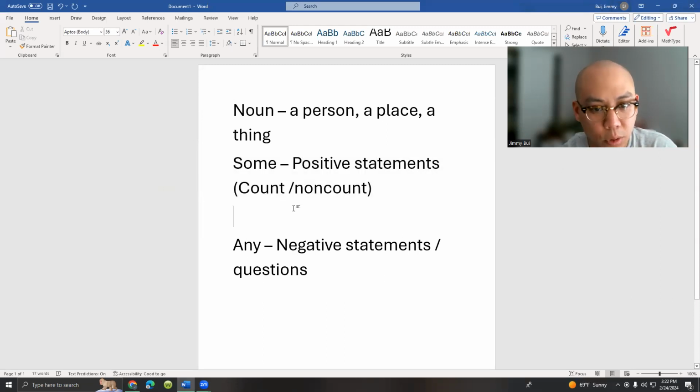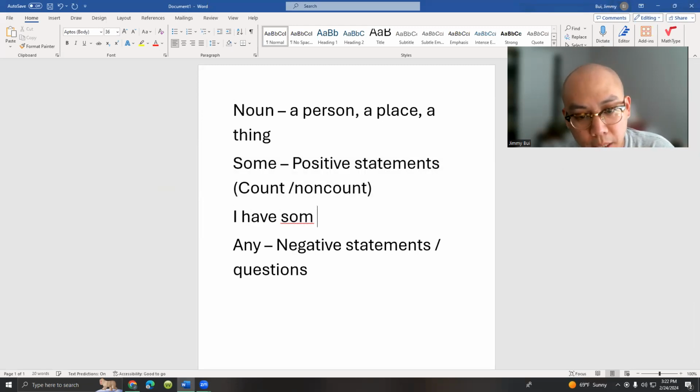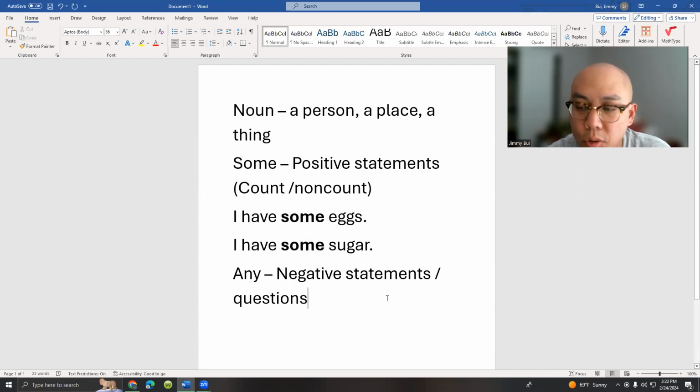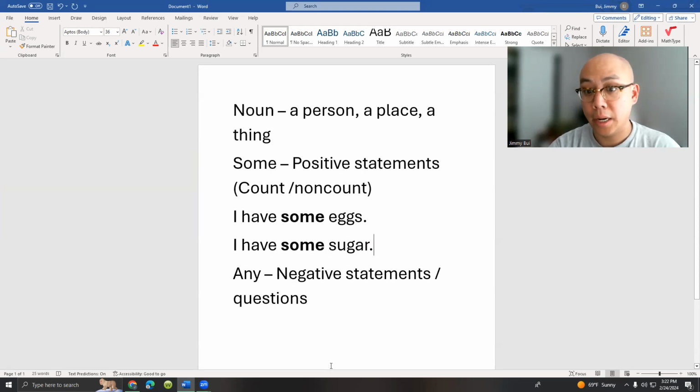So examples: I have some eggs. I have some sugar. Okay, some is used for a plural amount or a volume amount, right? Sugar doesn't have a plural form, but this shows a good amount. I would say on a scale of 0 to 100, 100 being the most, 0 being none at all, some would be about 50%.